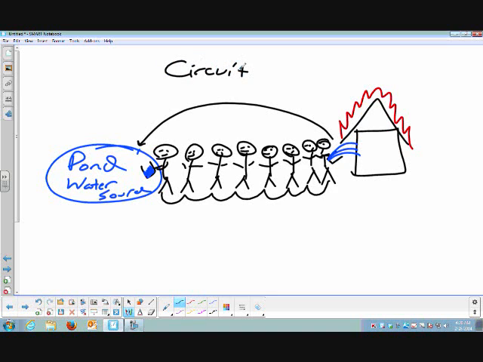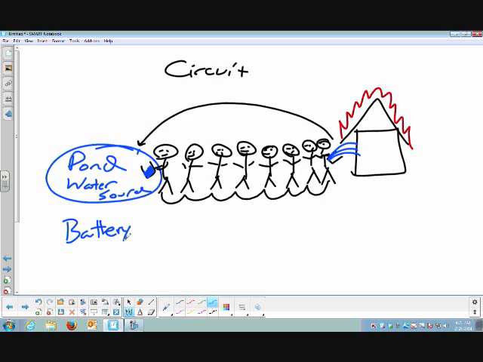Now, in order for a circuit to work, in order for electricity to flow, you need to have a couple of things. You need to have a battery, you need to have a wire, wires, and you need to have this battery connected to something, maybe a light bulb, and let's just use that as a very simple analogy, and let's stick with that as my very simple analogy. In this analogy here, this is my battery. The water source is my battery.